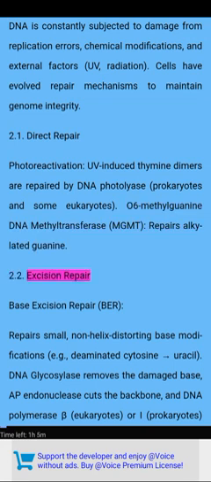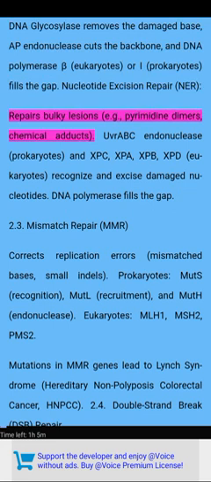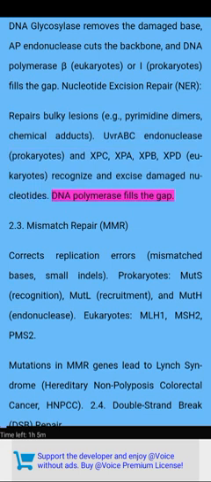2.2. Excision repair. Base excision repair, BER, repairs small, non-helix distorting base modifications, e.g., deaminated cytosine to uracil. DNA glycosylase removes the damaged base, AP endonuclease cuts the backbone, and DNA polymerase beta in eukaryotes or I in prokaryotes fills the gap. Nucleotide excision repair, NER, repairs bulky lesions, e.g., pyrimidine dimers and chemical adducts. UvrABC endonuclease in prokaryotes and XPC, XPA, XPB, XPD in eukaryotes recognize and excise damaged nucleotides. DNA polymerase fills the gap.